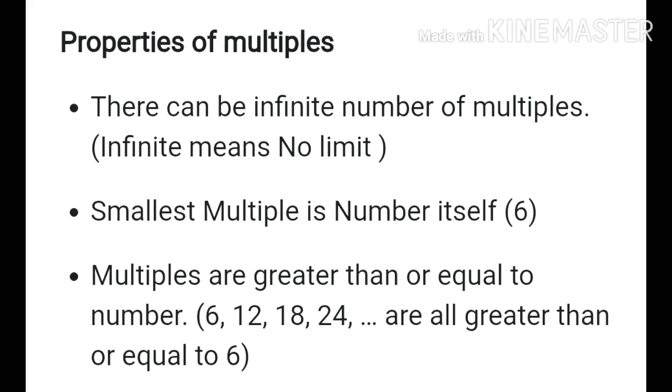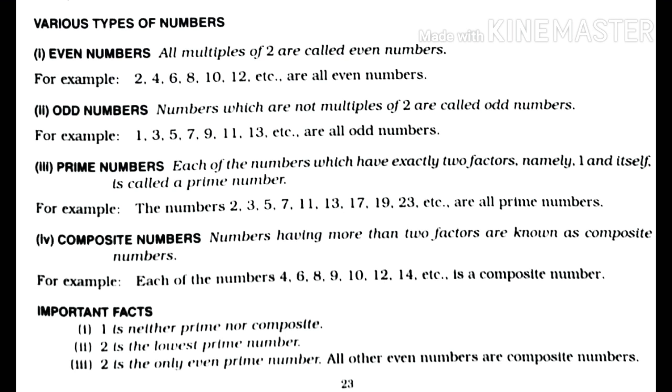Now let's see the properties of multiples. There can be an infinite number of multiples. That means we don't know the greatest multiple. And the smallest multiple is the number itself. For example, the smallest multiple of 6 is 6. And multiples are always greater than or equal to the number. For example, 6, 12, 18, 24, etc. are all greater than or equal to the number 6.